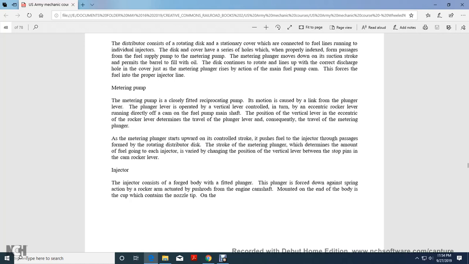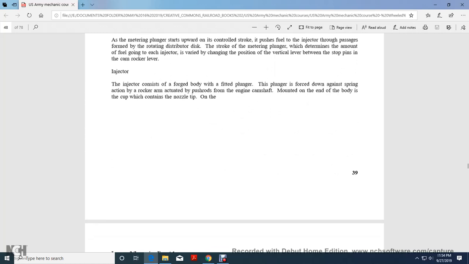The metering plunger starts upward with the control stroke, pushing the fuel from the injector through the passage of the form with the rotating distributor disc. The stroke of the metering plunger determines the amount of fuel going to each injector, which varies with the change in position of the vertical lever between the stop pins and the cam rocker lever.